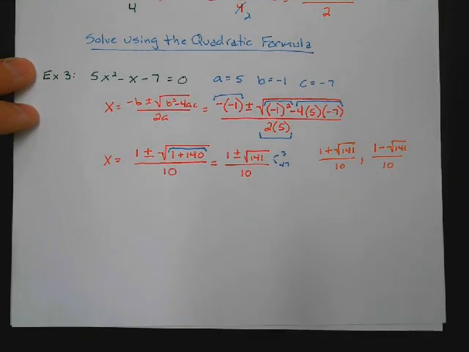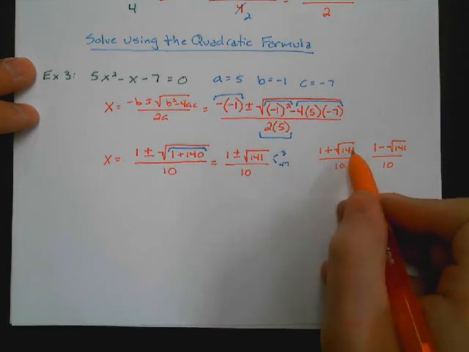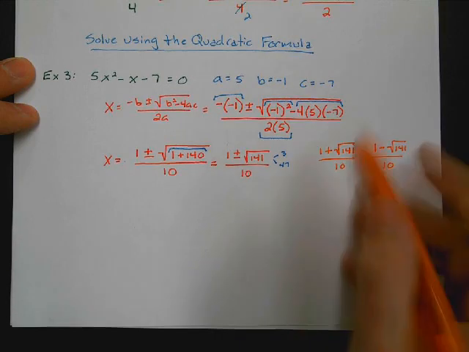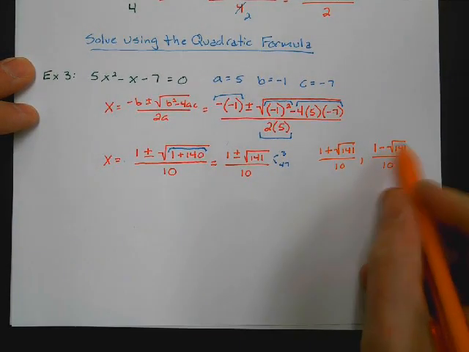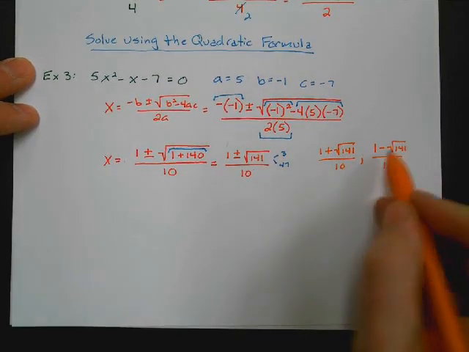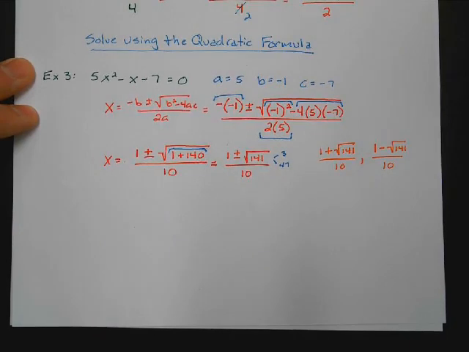Here's our 2 answers. Now, the square root of 141 is close to 12. So this looks like 1 plus almost 12 divided by 10. So that's like almost 13 divided by 10. This is 1 minus almost 12 divided by 10. So this is like almost -11 over 10. So those are the 2 numbers that we found there.